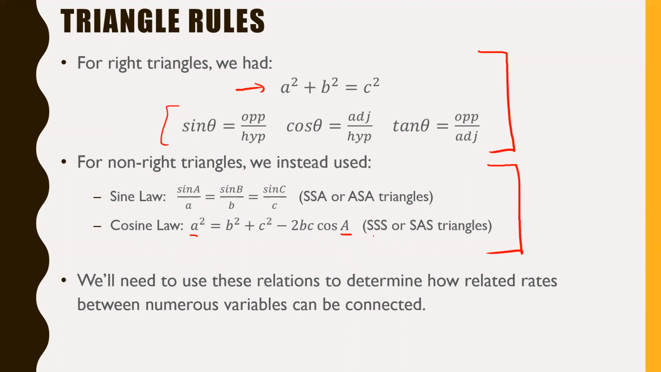And this is usually used in SSS triangles, so triangles where you know all three sides and you don't even know a single angle. So you can find angle A right here. Or SAS triangles where you know two sides and the angle that is located right in between them.